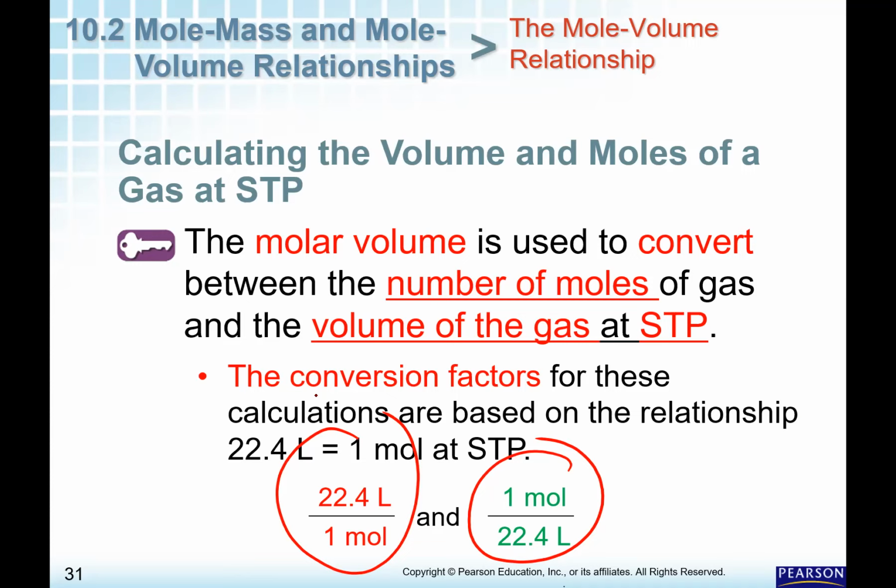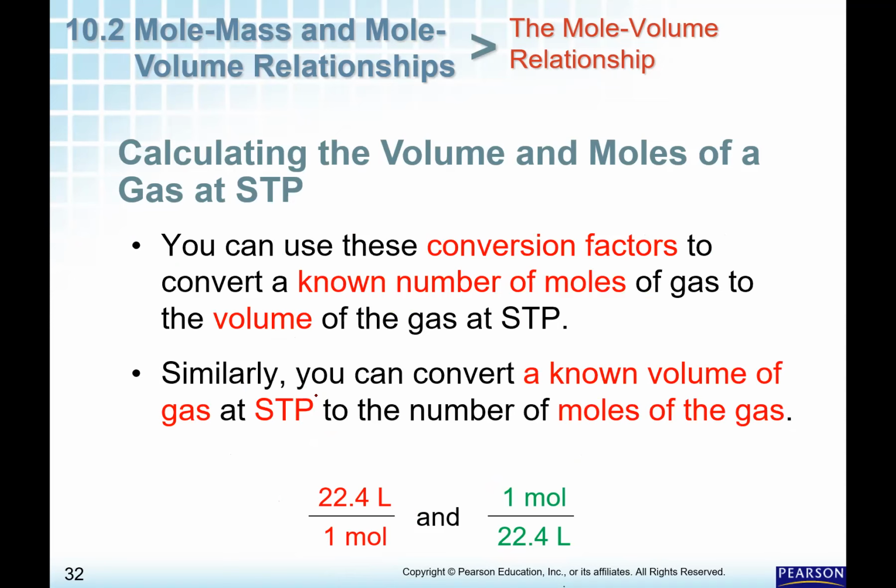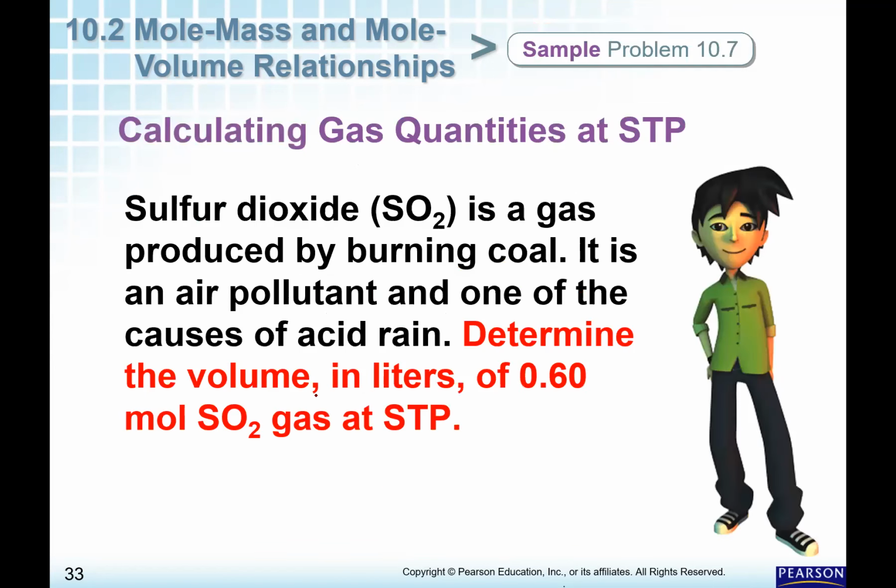Either it's a gas or a solid or a liquid or whatever it is, we have 1 mole per the molar mass, and we use that to go back and forth between moles and masses. And in the case of gases at STP, we have 22.4 liters per mole, and that can be used as a conversion factor. So if we know the volume, we can convert it into moles, and if we know the moles, we can convert it into volume.